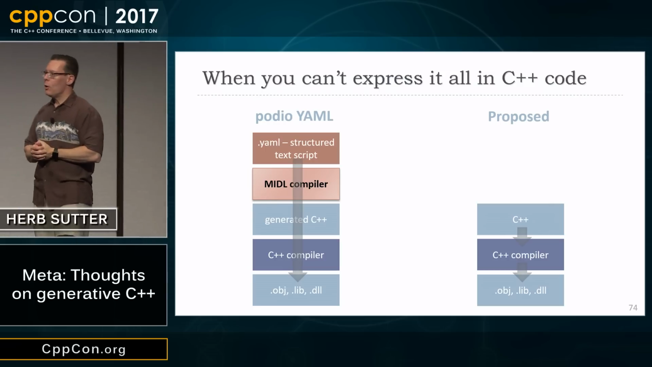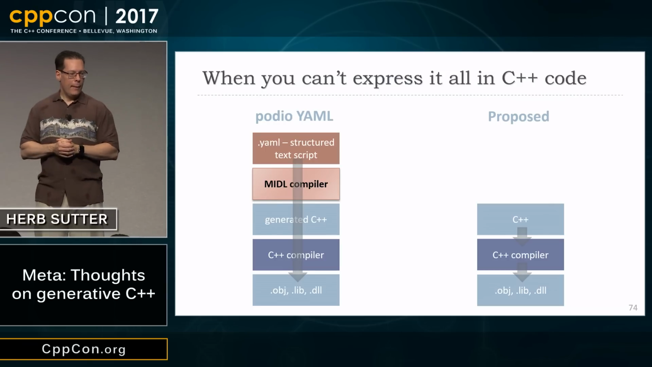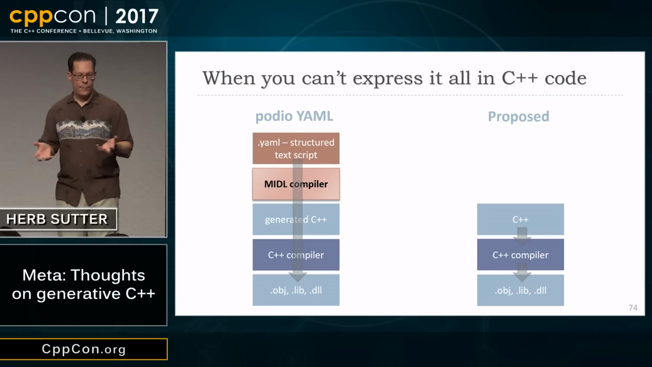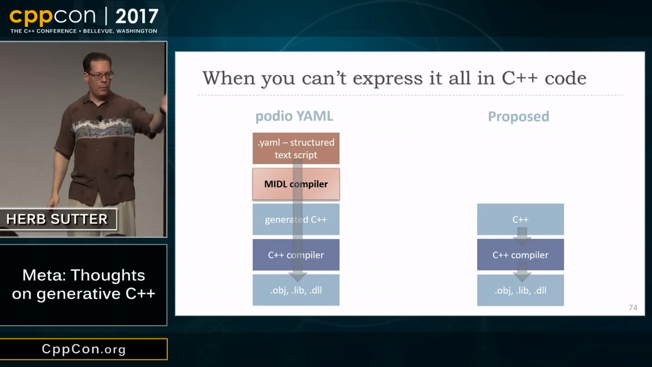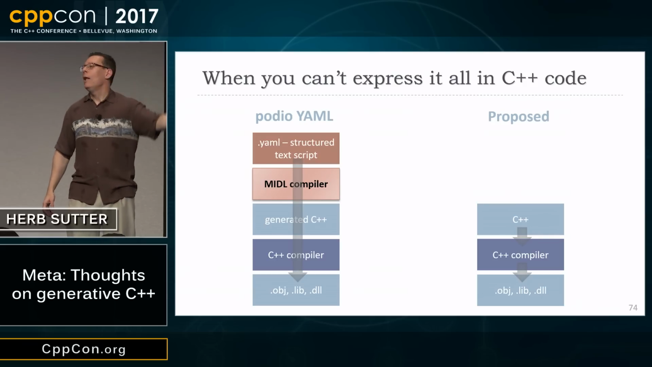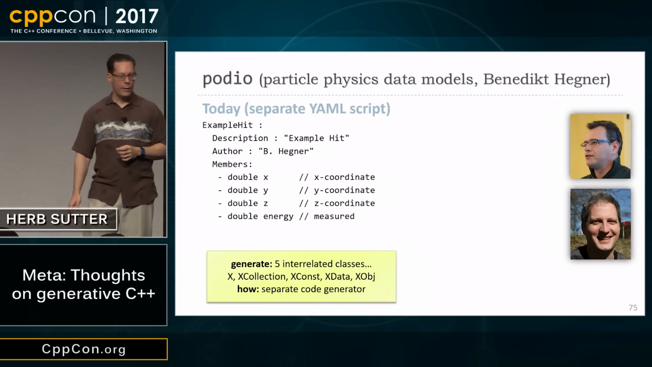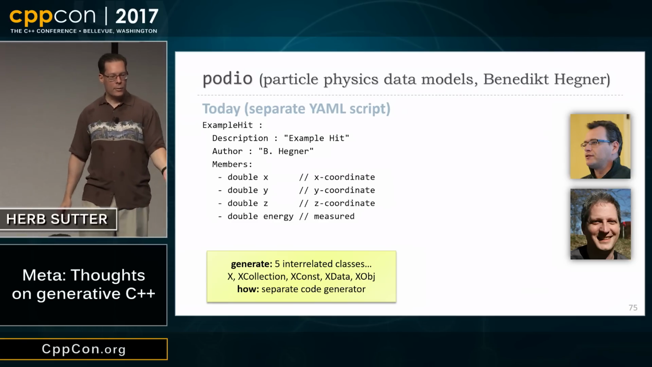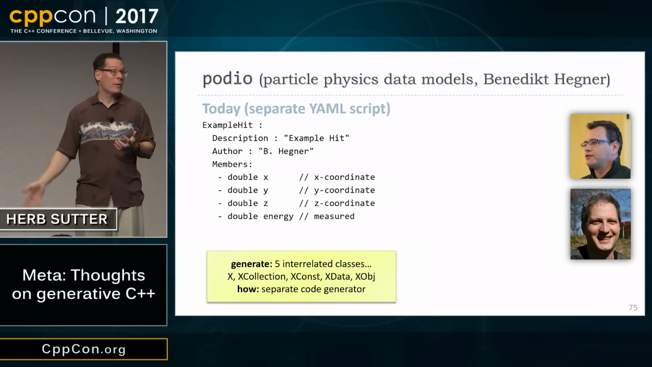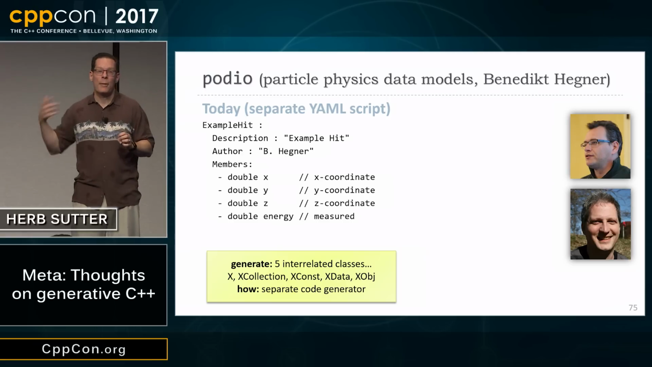One other example, just so you know it's not just about Qt and Windows. I gave a smaller version of this talk about a month ago to a group of physicists, in particular from CERN, at the Podio project. They do something similar again. They write YAML that gets run through a compiler, and here is their YAML script. They write example hit, that's going to be a type. And then there's a description, an author, and there are some members that look suspiciously member-like, except that they're a bullet list of text.